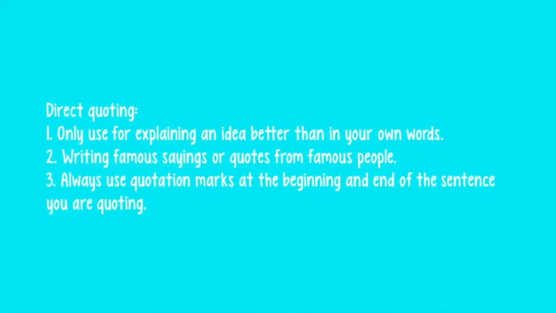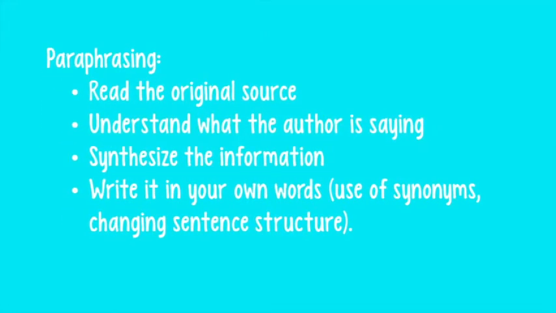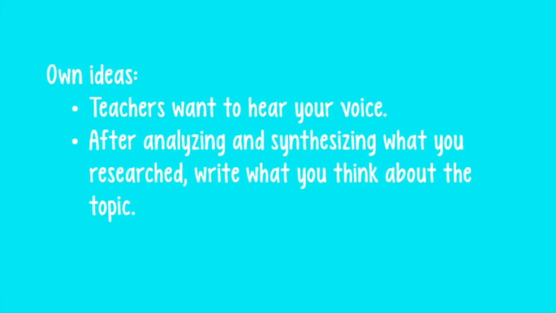But how do we know when to use them? Direct quotes are used to highlight an idea and to explain something better than in your own words. It's also used for writing sayings from famous people. Remember to identify them by using quotation marks at the end and beginning of the sentence. To paraphrase is to explain someone else's ideas, presenting them in a new form. Basically, what you do is to read paragraphs and sentences from different sources, understand what they are saying, and then trying to put them in your own words when you're writing. Finally, you're going to write about your own ideas of the topic you're talking about, which is what the teachers actually want to hear from you.